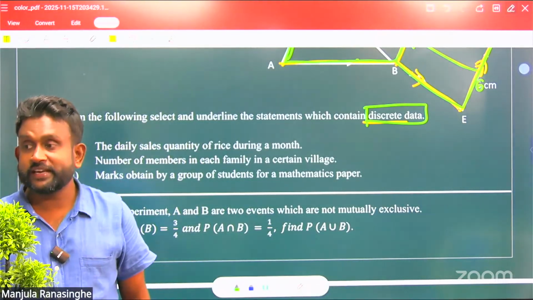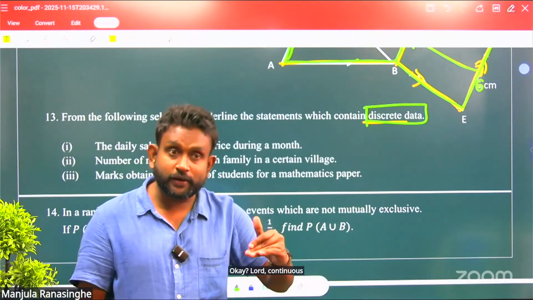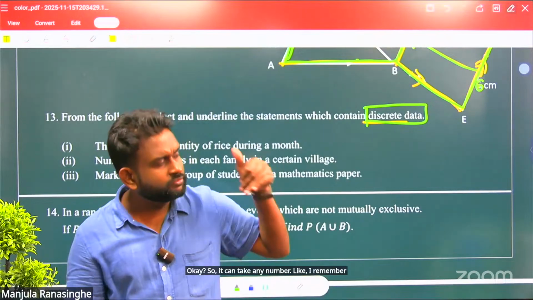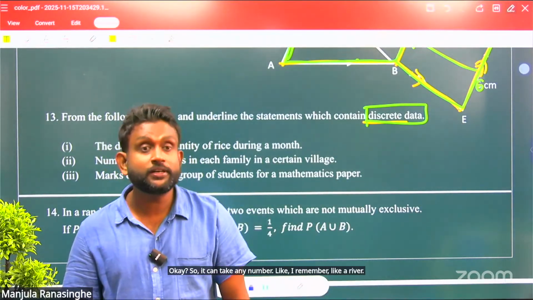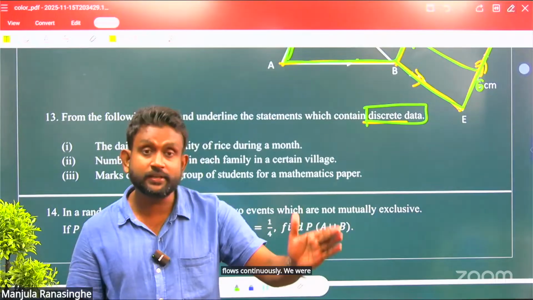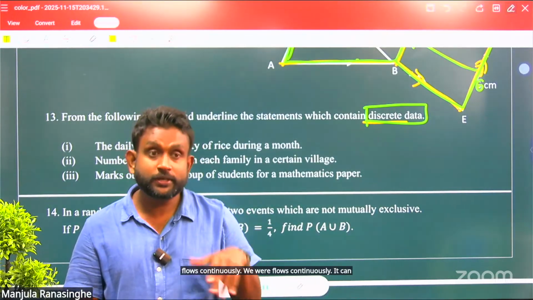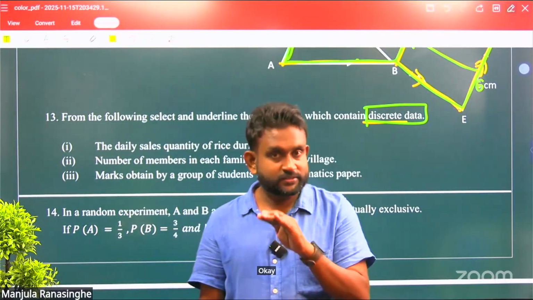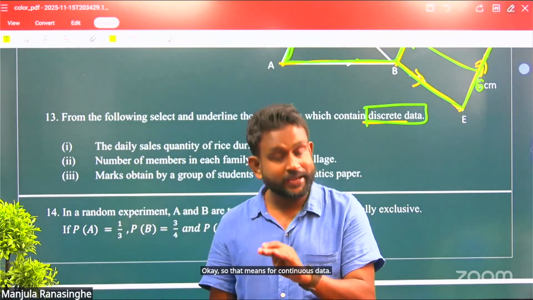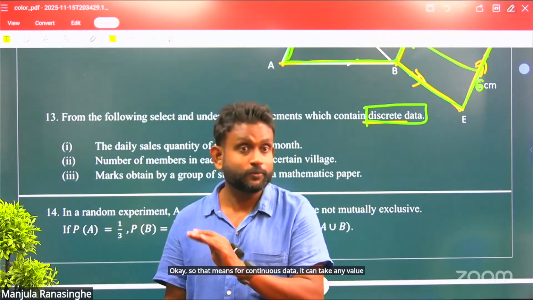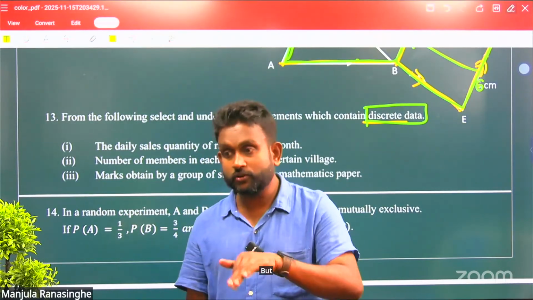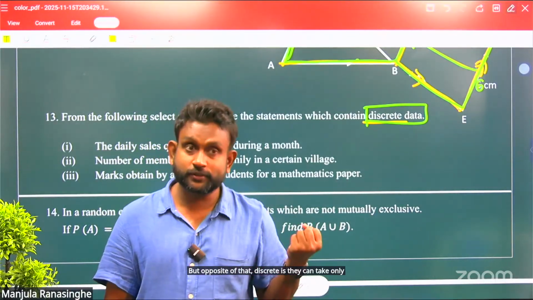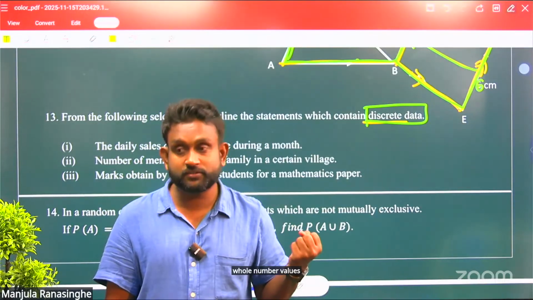Continuous, the word itself tells you it continues. So it can take any number. Like I remember, a river flows continuously. It can take any value. So that means continuous data can take any value, like decimals, fractions, whatever. But the opposite of that, discrete, can take only whole number values. It cannot take decimals.